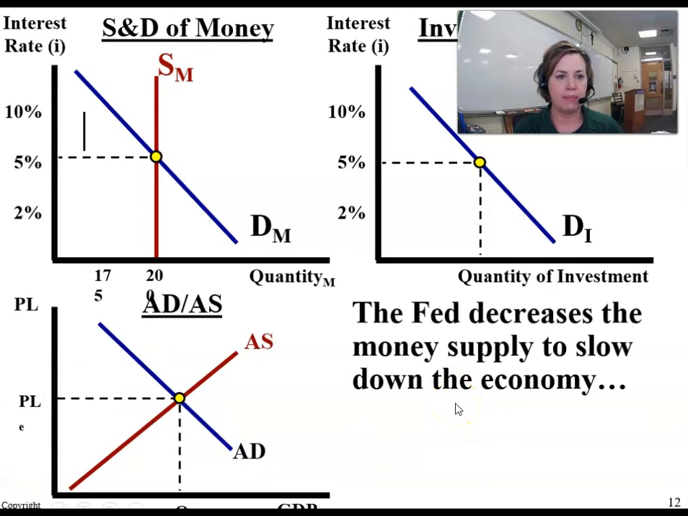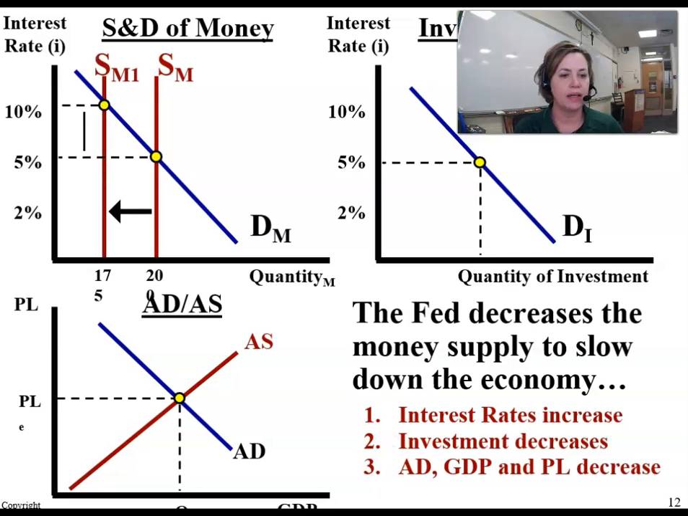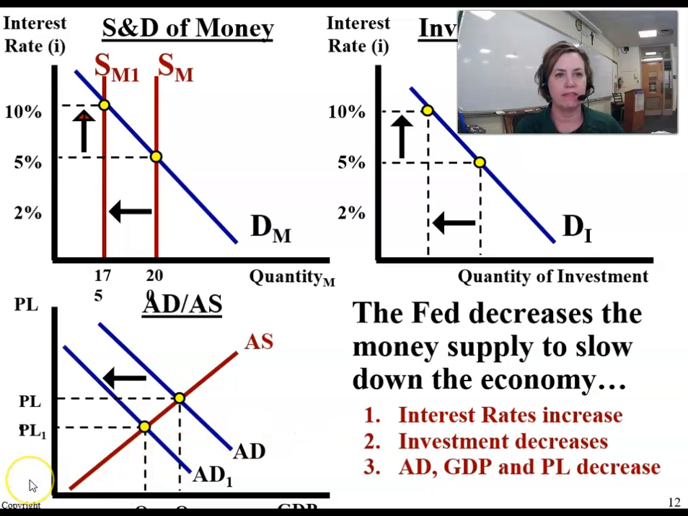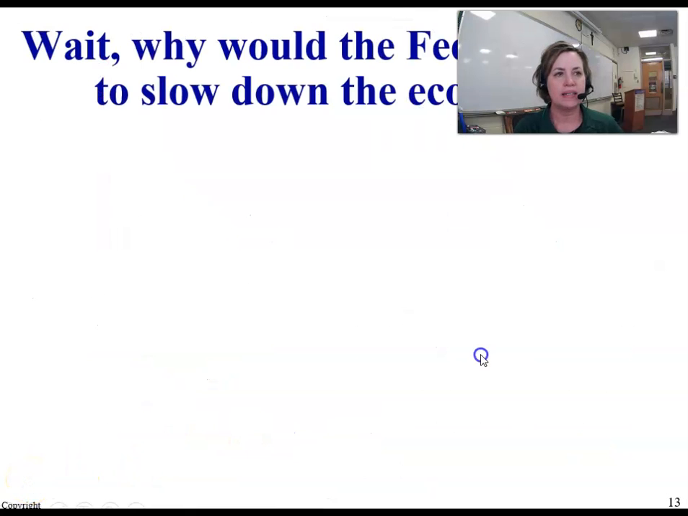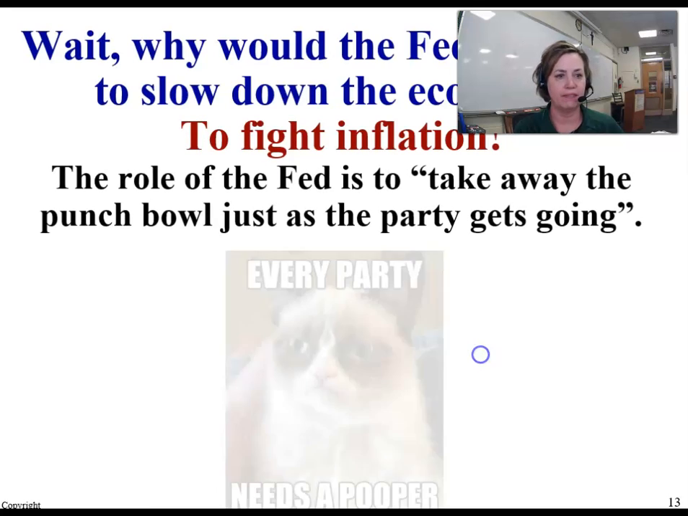And the reverse can happen. If the Fed decreases the money supply, then interest rates are going to rise. Business investment and also consumer borrowing is going to decrease. So aggregate demand decreases, GDP and the price level would fall. So that's shown on this graph, interest rates going up and aggregate demand falling. Why does the Fed want to slow down the economy? There's one word: to fight inflation.